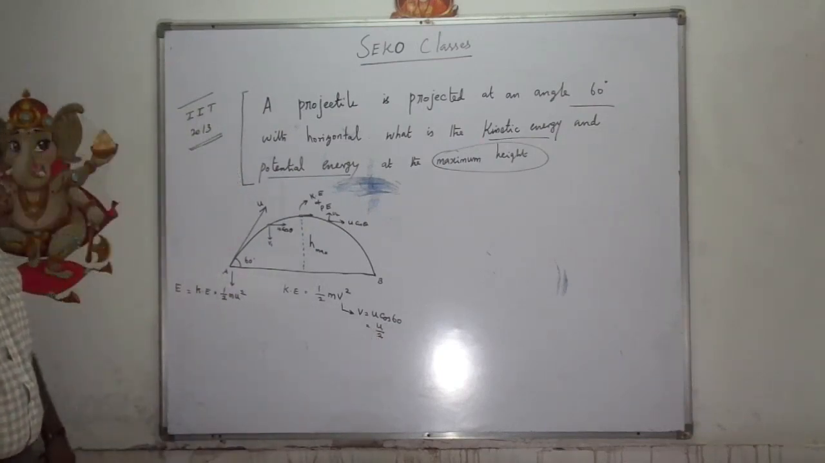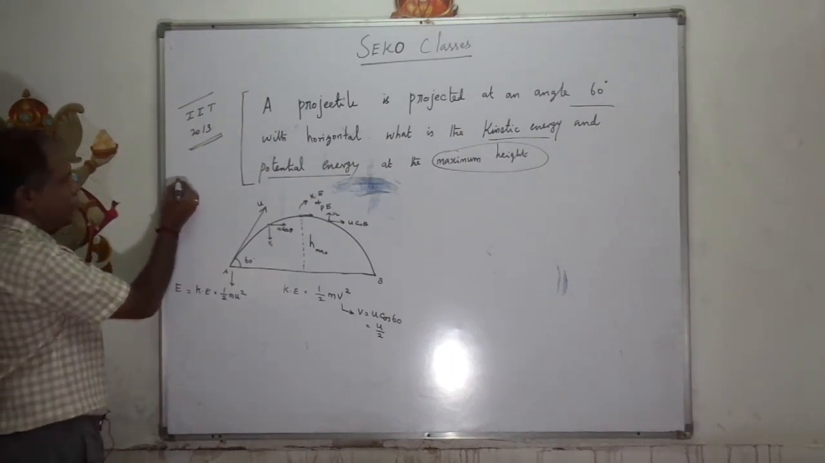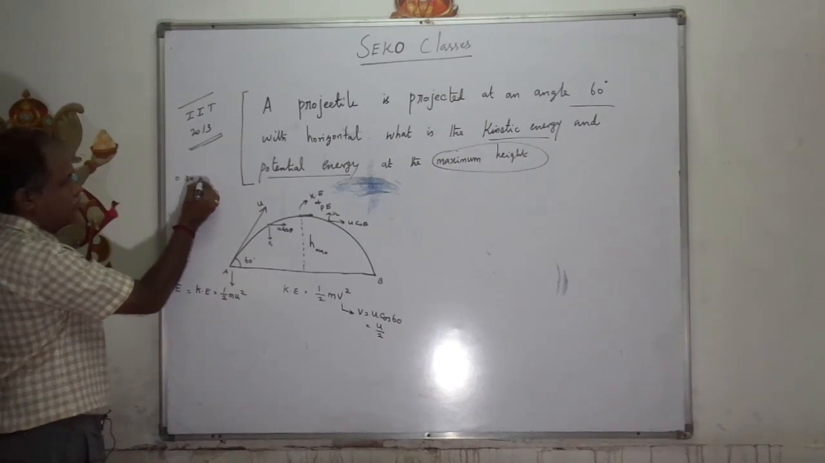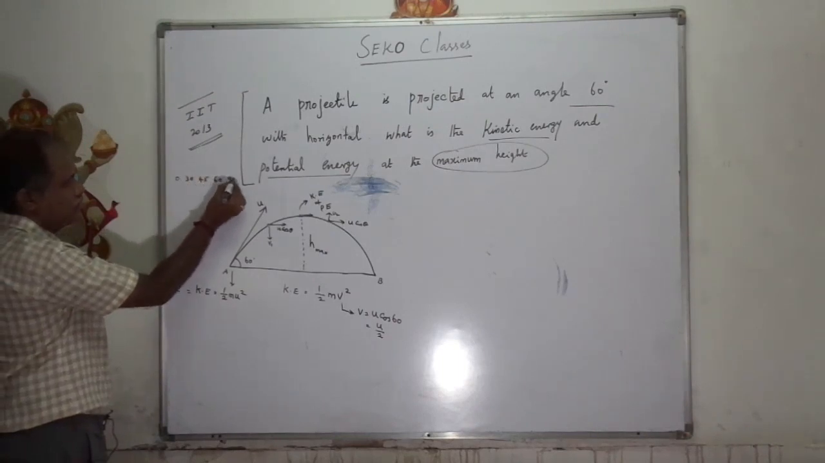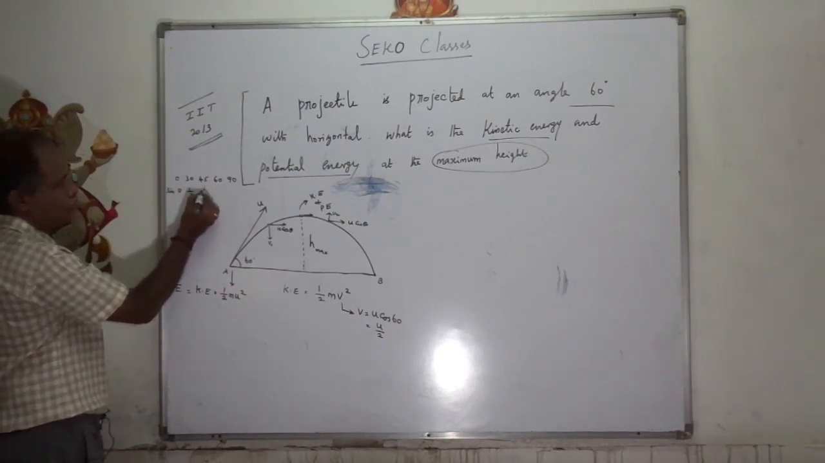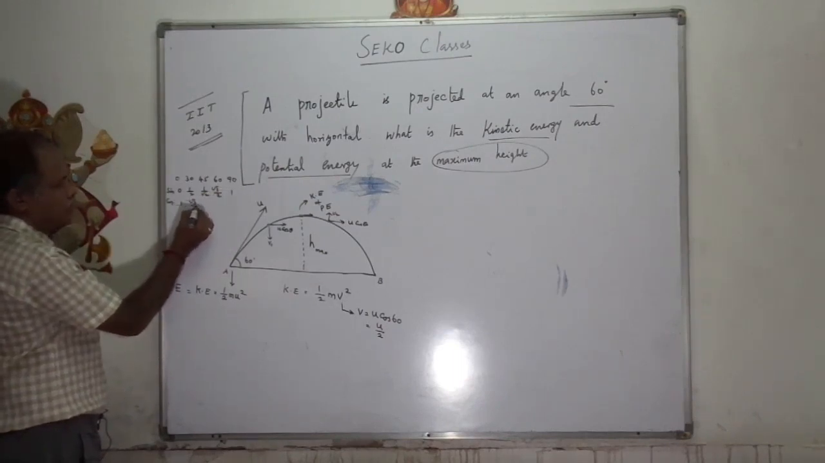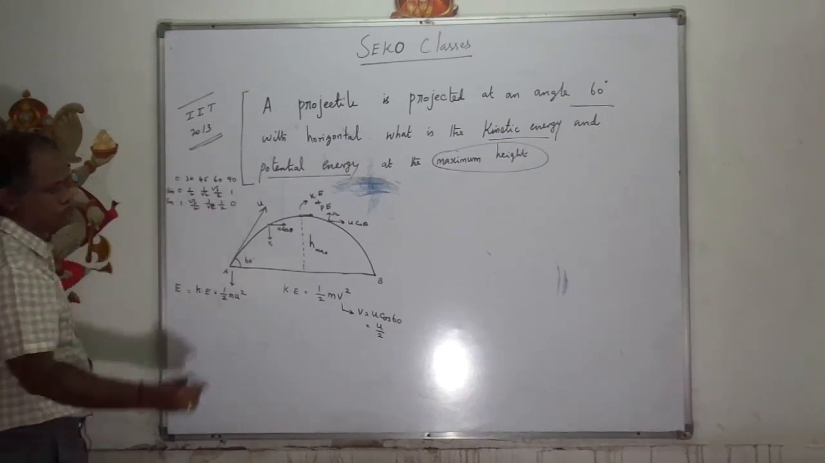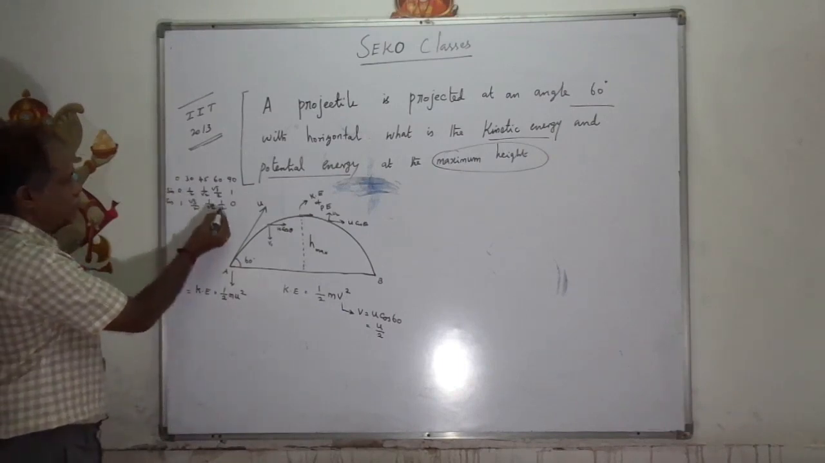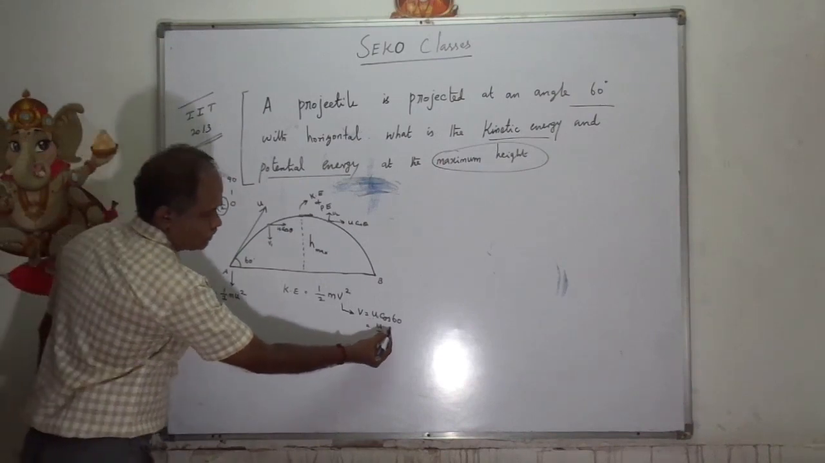For example, for the angles 0, 30, 45, 60, 90, the sine function values are 0, 1 by 2, 1 by root 2, root 3 by 2, and 1. The cos function values are 1, root 3 by 2, 1 by root 2, 1 by 2, and 0. Here cos 60 is 1 by 2, so putting 1 by 2 here gives u by 2.